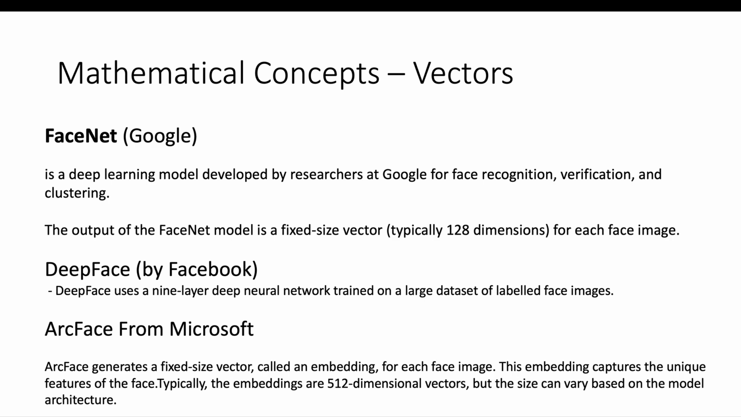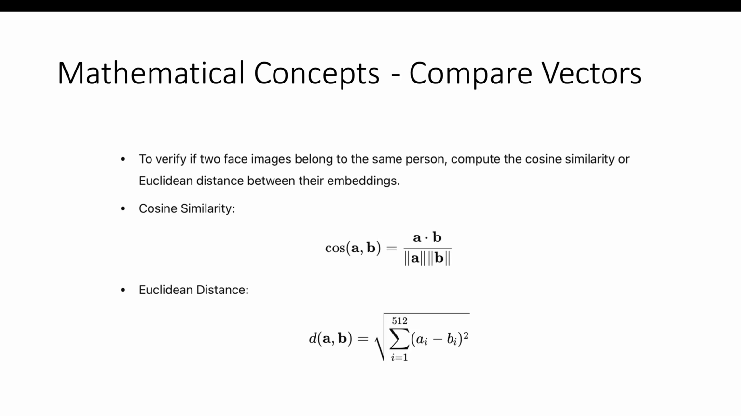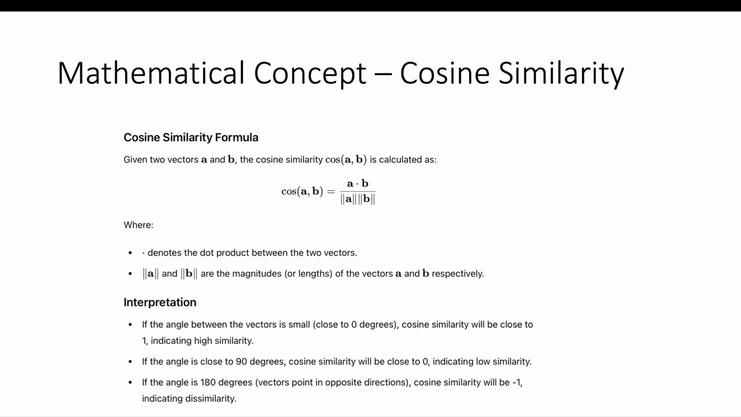Okay, now we understand what our digital format of the face is. Let's see how we compare. To compare, we have two mathematical formulas here. One is cosine similarity and the other is Euclidean distance. To verify if two face images belong to the same person, we normally compute the cosine similarity or Euclidean distance between their embeddings, which are vectors. In the demo, what you saw and what we have done, I've used cosine similarity. So let's see what cosine similarity is.